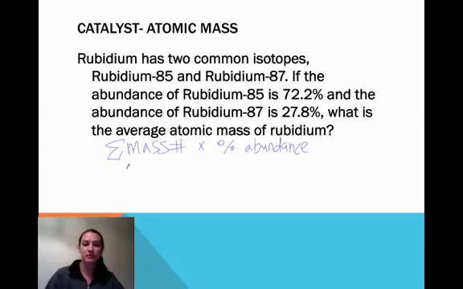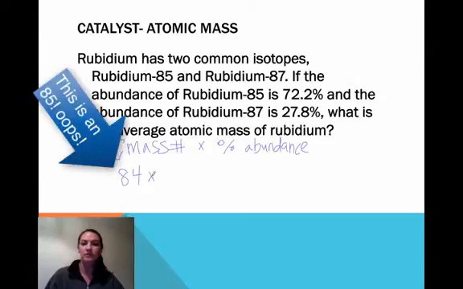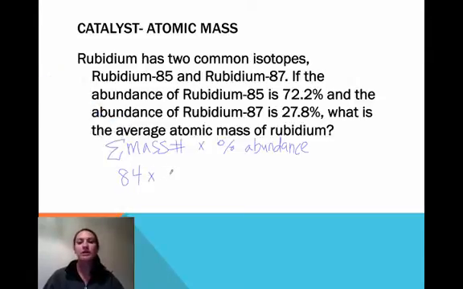So I'm going to take 85, my first mass number, and multiply it by my percentage, but I want to make sure that I'm using my percentage in decimal form. So I'm going to write it as 0.722 instead of 72%, okay? This way, it makes our math at the end a little bit easier. I'm going to multiply those together, and I get 61.37.